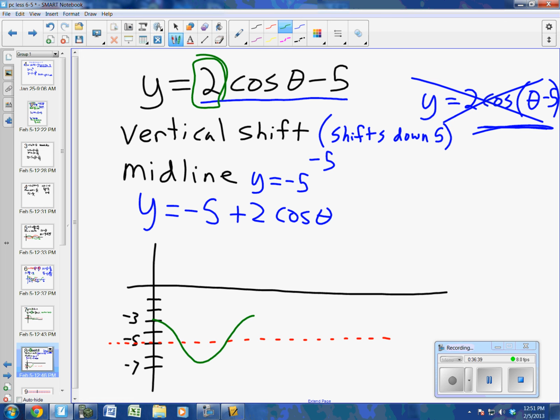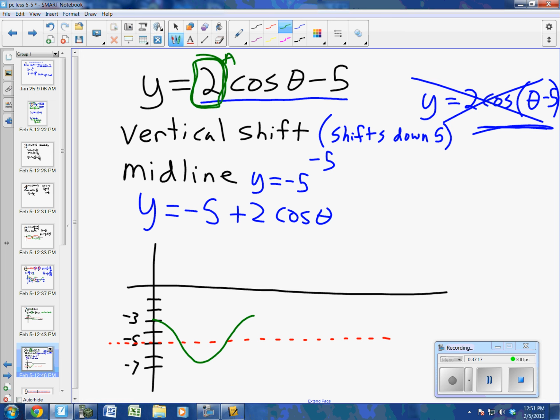Andrew, what was that again? Cosine of 2 theta changes the period. It changes how much it's scrunched down this way or goes out this way. It's like an accordion: how far it stretches out horizontally and how far it shrinks in. That's if I put the 2 inside. But what does this 2 in front do? It makes the graph go up to 2 and down to 2. But if my midline is -5, it makes it go up to -3 and down to -7. 2 units up, 2 units down.